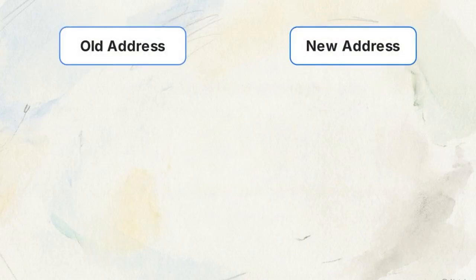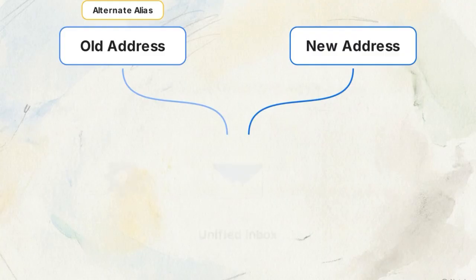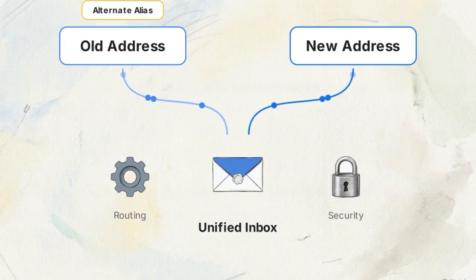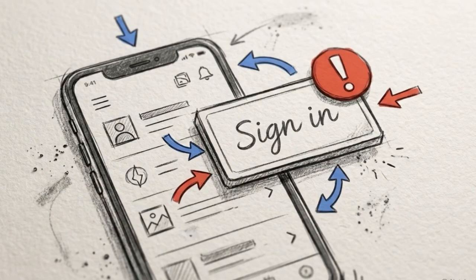This diagram illustrates the new routing architecture. Your old email address remains active as an alternate alias, and mail sent to either flows into your unified inbox. When signing in, either address provides full access to your existing data. Third-party apps using Sign In with Google will require you to re-authenticate with your new credentials.